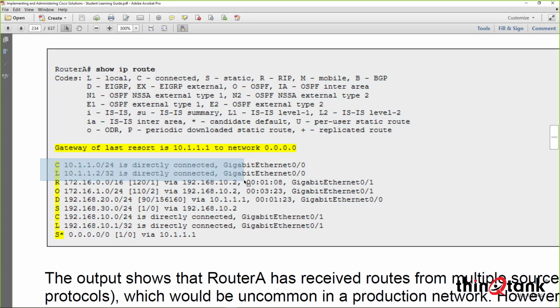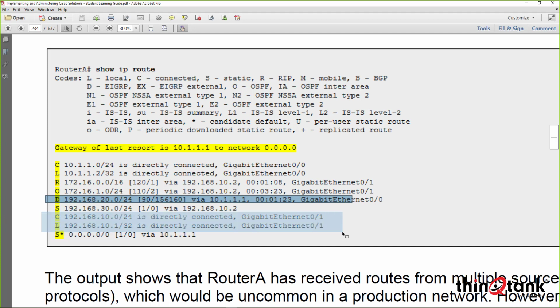All right? We've got a connected route and, of course, the associated local route. We've got a RIP route. We've got an OSPF route. We've got an EIGRP route. And we've got a couple of static routes and then another connected route. All right? Each of these destination prefixes is unique. 172.16/16, 172.16.1, 192.168.20, 192.168.30, 192.168.10. But let's talk about the second tiebreaker.